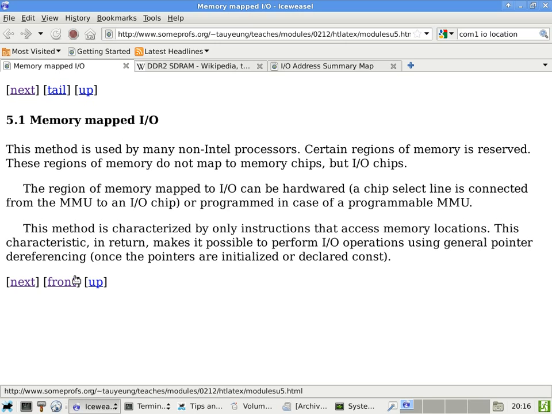TPM. Your trusted platform module. It stores your cryptographic keys so that companies can lock you out of your own media.